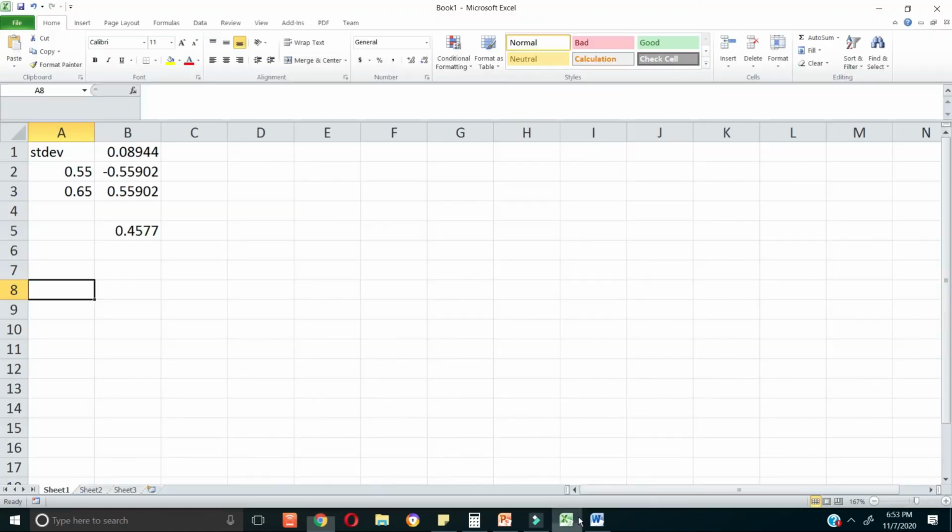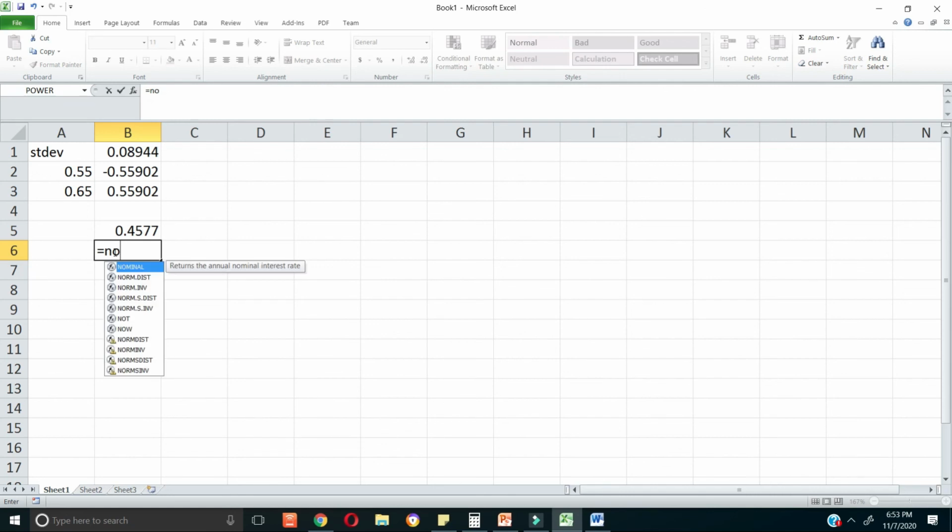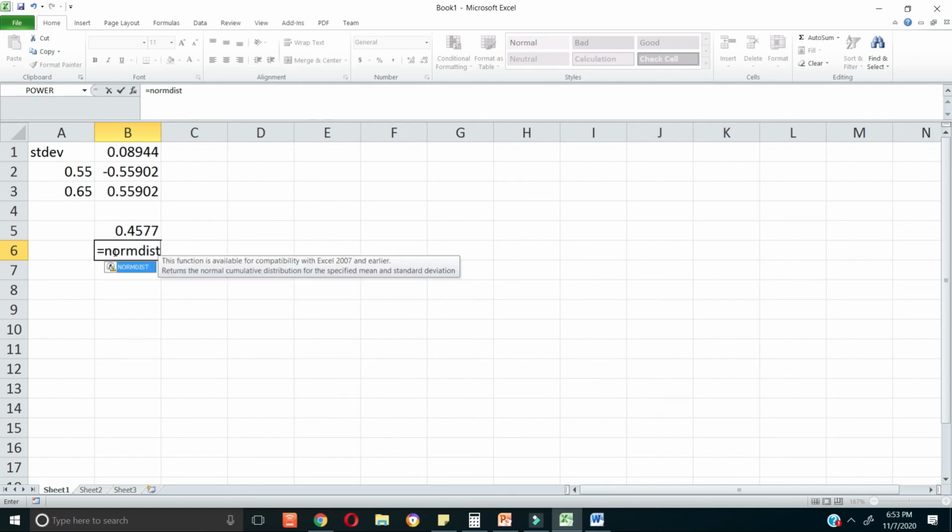But if I do it exactly as they do it in the book, they're using the Excel function NORMDIST. So for NORMDIST, I'm going to put in the x, which is 0.55, the mean, which is 0.6, the expected value. Then the standard deviation is 0.0894.